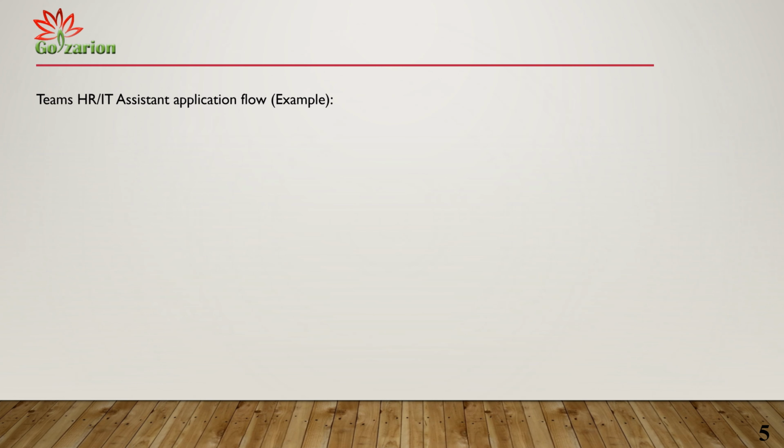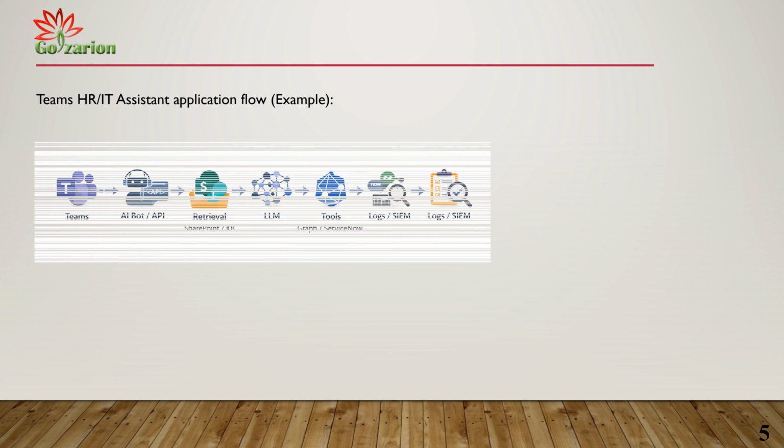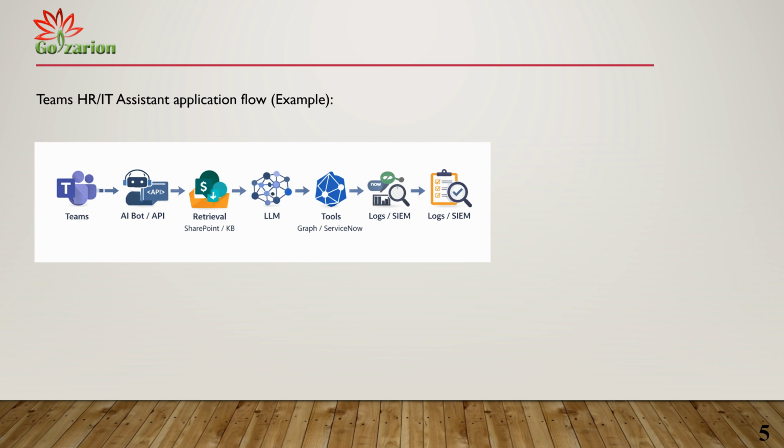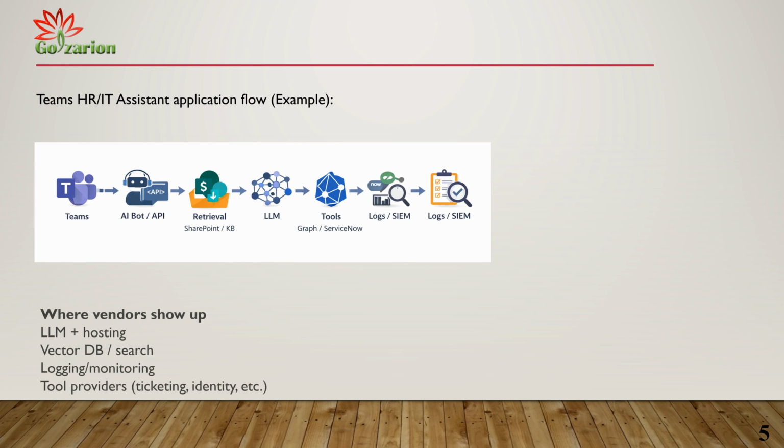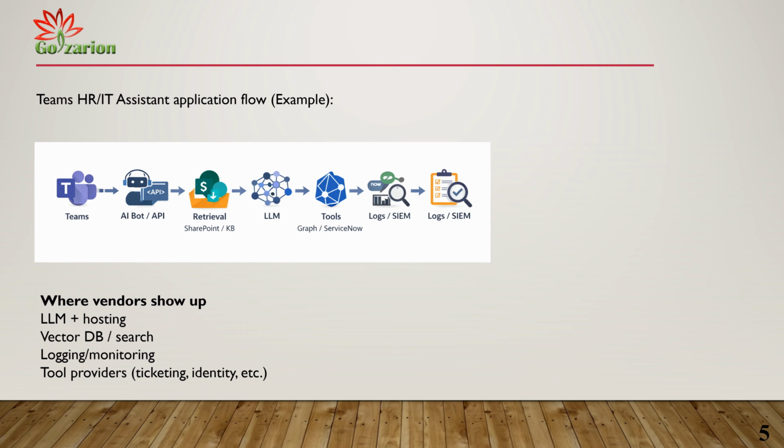Let's keep the same practical scenario. Imagine a team's HRIT assistant. It retrieves content from SharePoint or a knowledge base, sends it to an LLM, and may call tools like ticketing or identity workflows. Now notice the vendor touchpoints: LLM provider, vector database or search service, monitoring platform, and the tool ecosystem. This is where dependency risk shows up, because your AI system becomes a chain of services, not a single component.